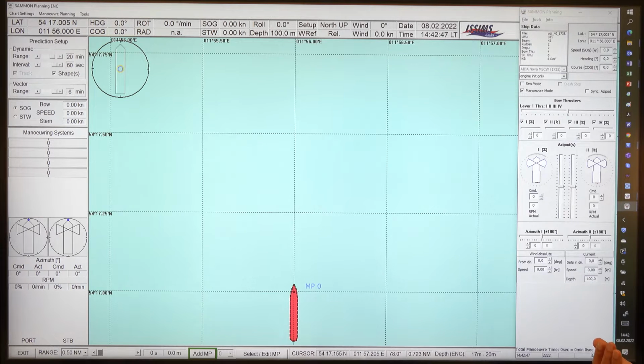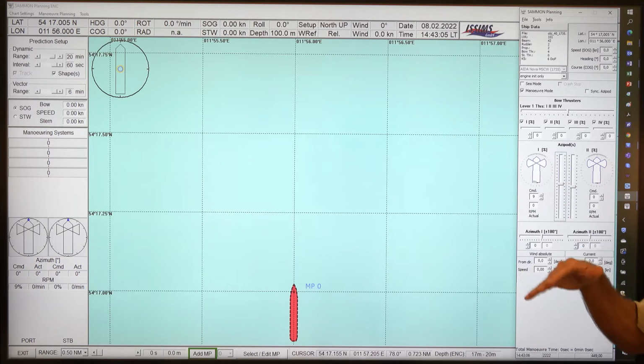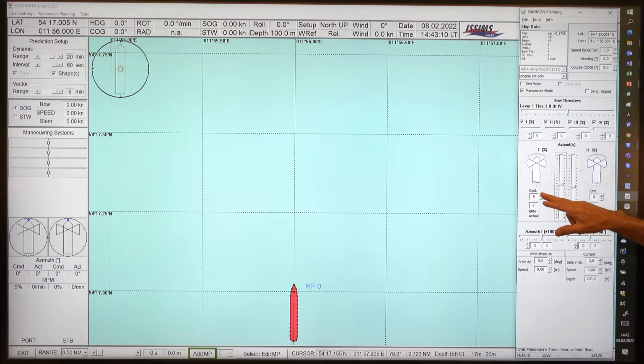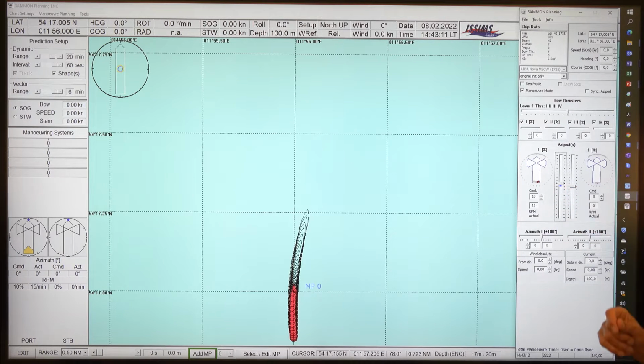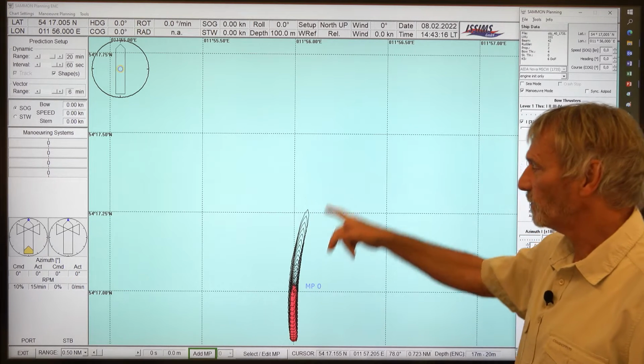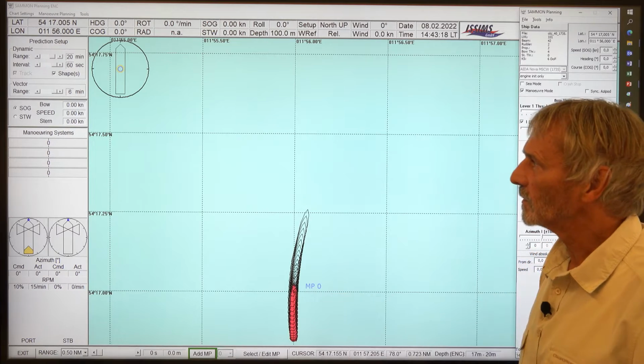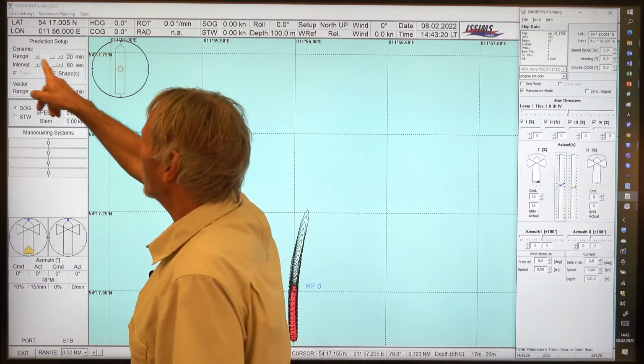And I would like to start now with the thrust. If I increase the thrust, so 1, 2, 3, 4, 5%, 7, 8, 9, nothing happens because it's below the minimum revolutions. When I go to 10, okay, now it starts. The engine starts, and we can see here the shape of the ship's position for the next 20 minutes.